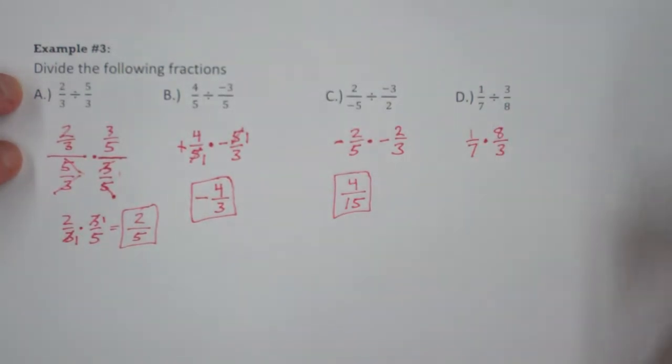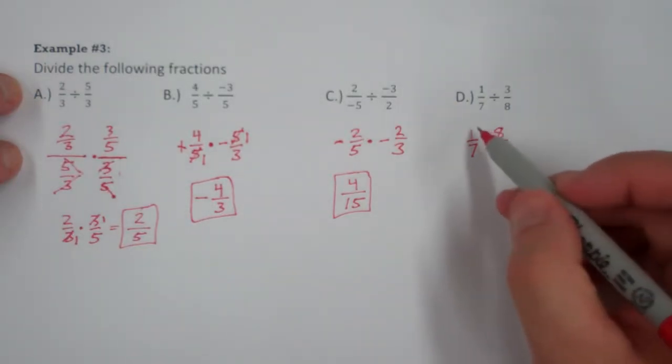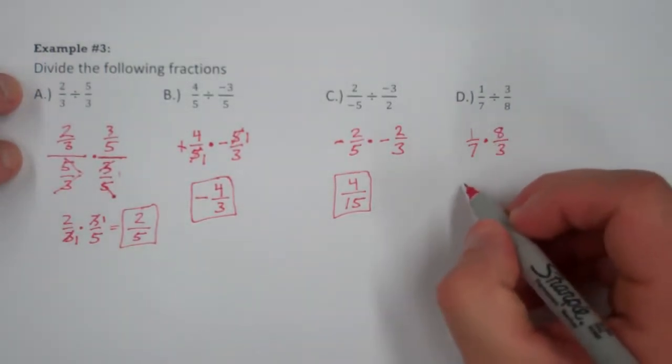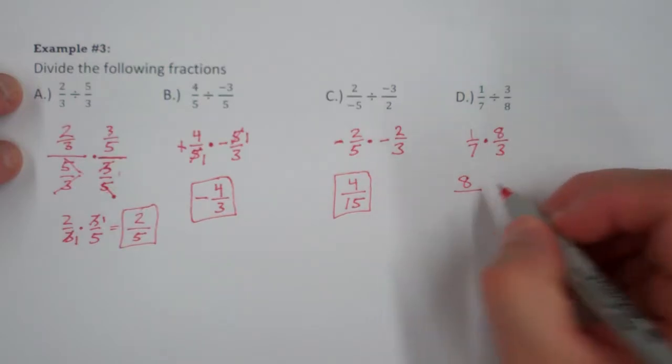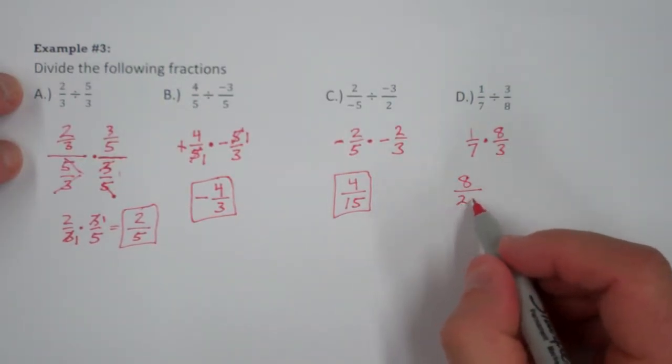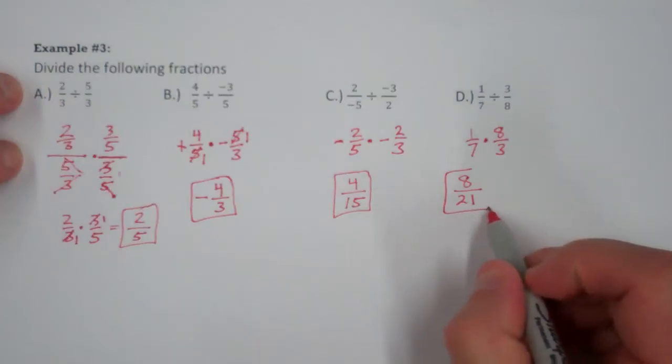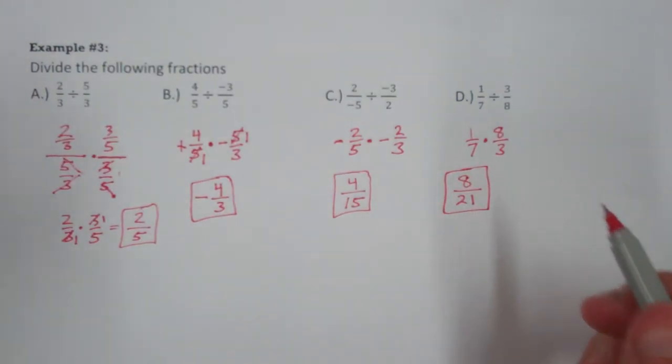So 8/7 can't be simplified. 1/3, the individual fractions here can't be simplified, so we can multiply straight across. 1 times 8 is 8. 7 times 3 is 21, and this will be our solution in simplest form.